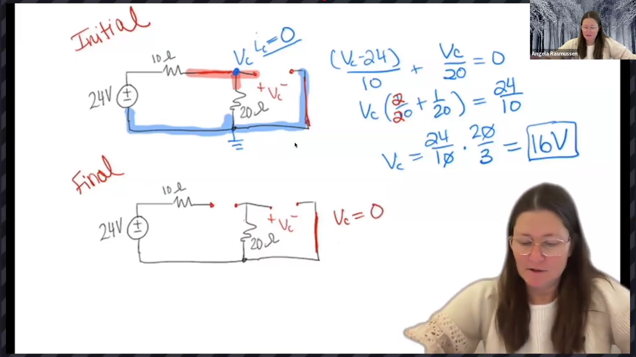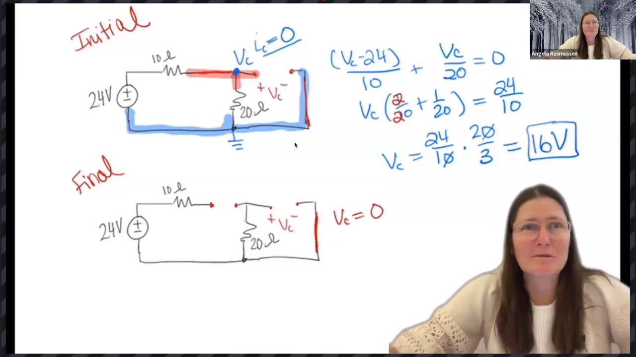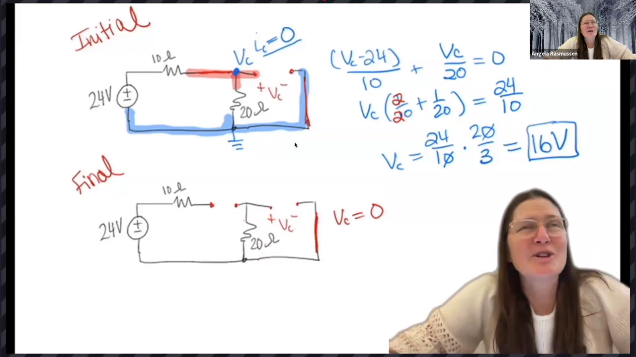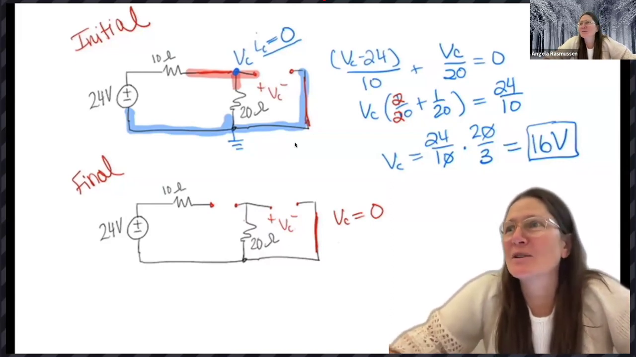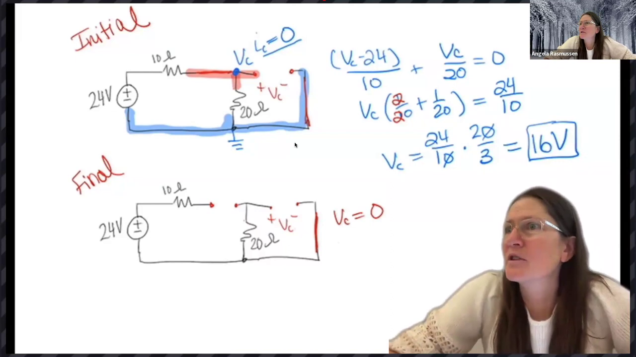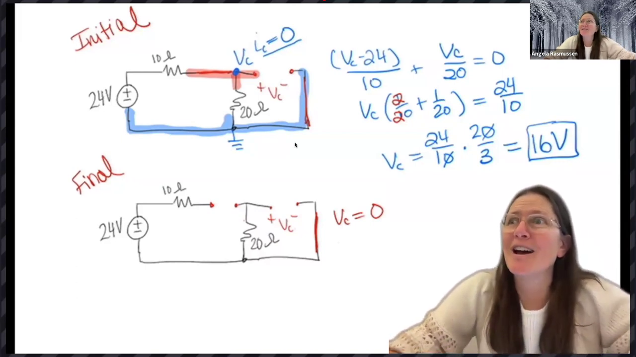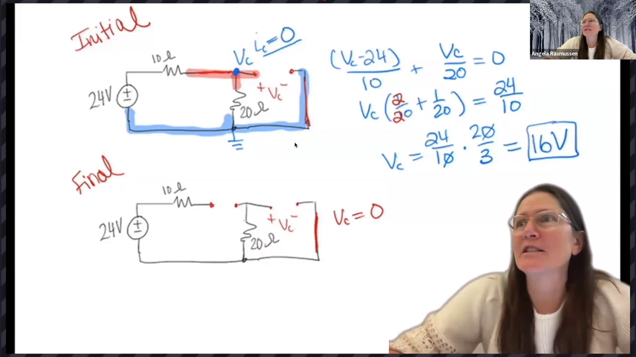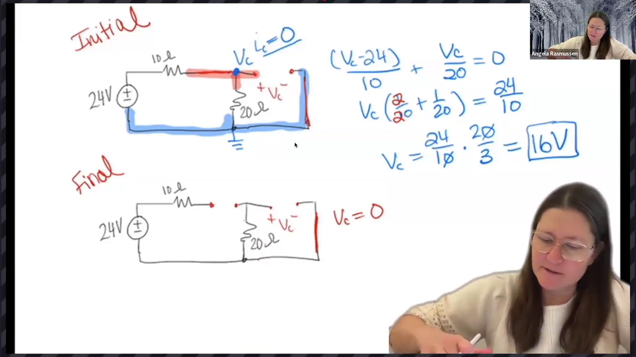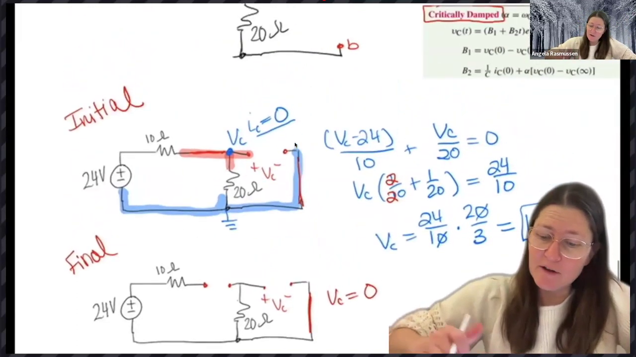So VC infinity will be 0. So anytime the final state doesn't have any sources in it, VC is 0. And the same with the initial, like sometimes you may not have anything connected and then it becomes connected. So it would be 0 in those cases. So now we have all the values we need.